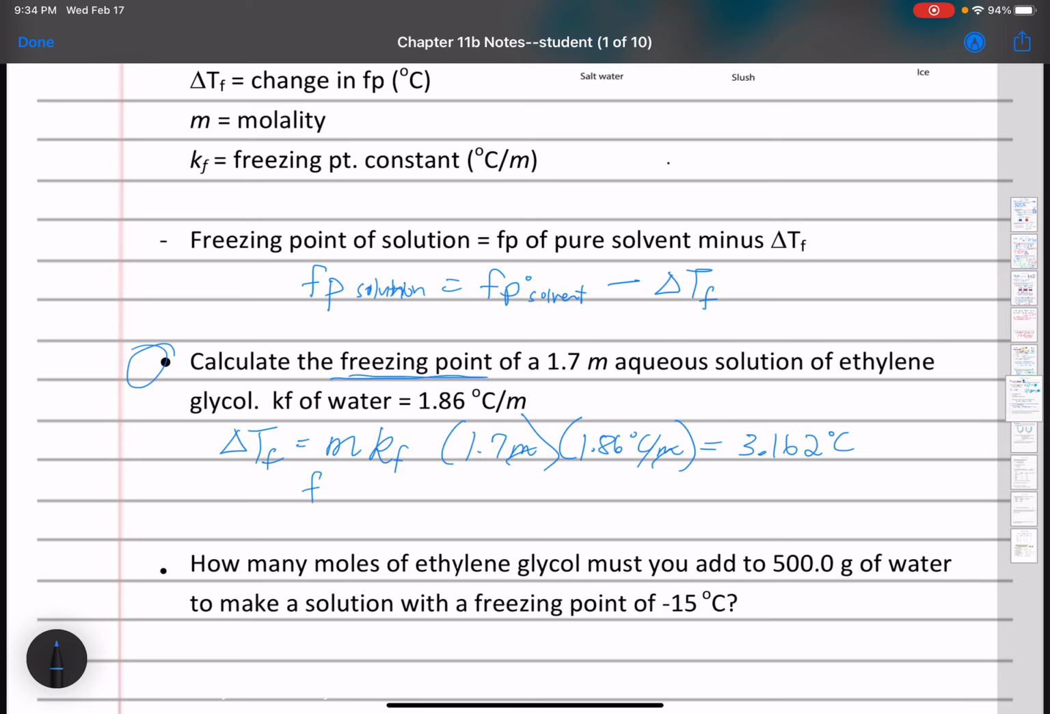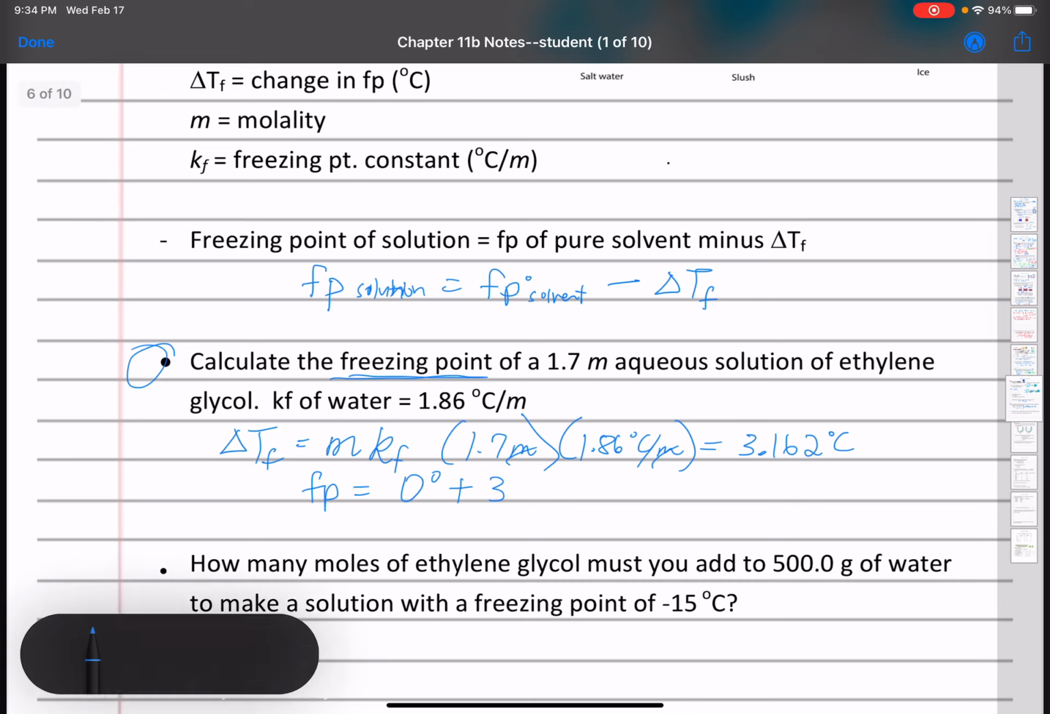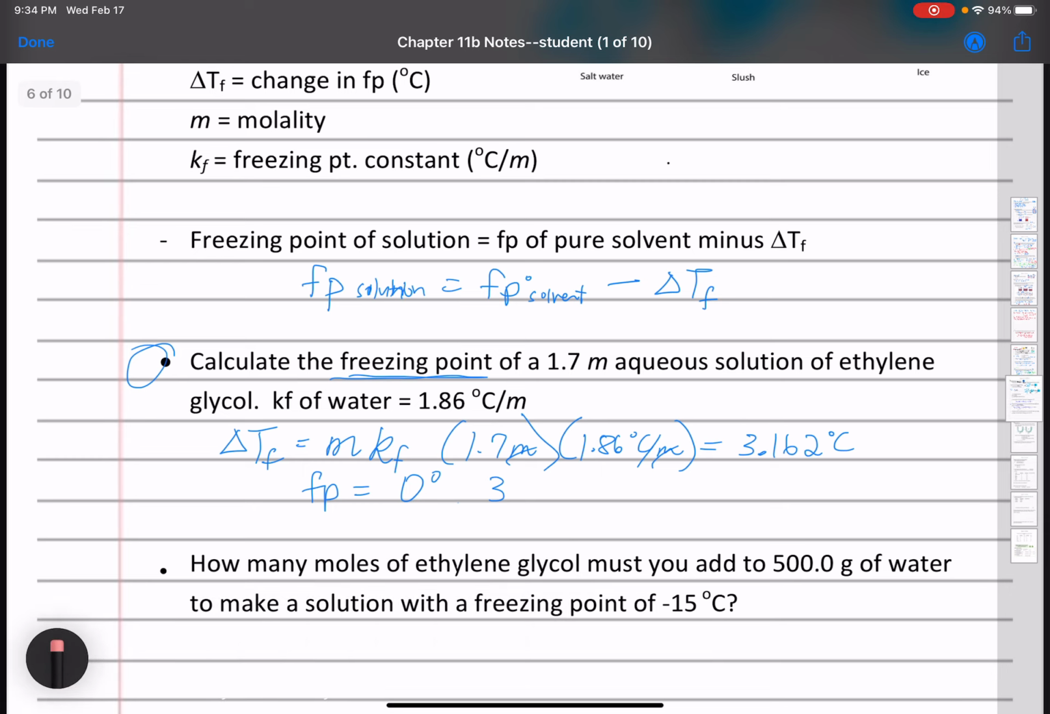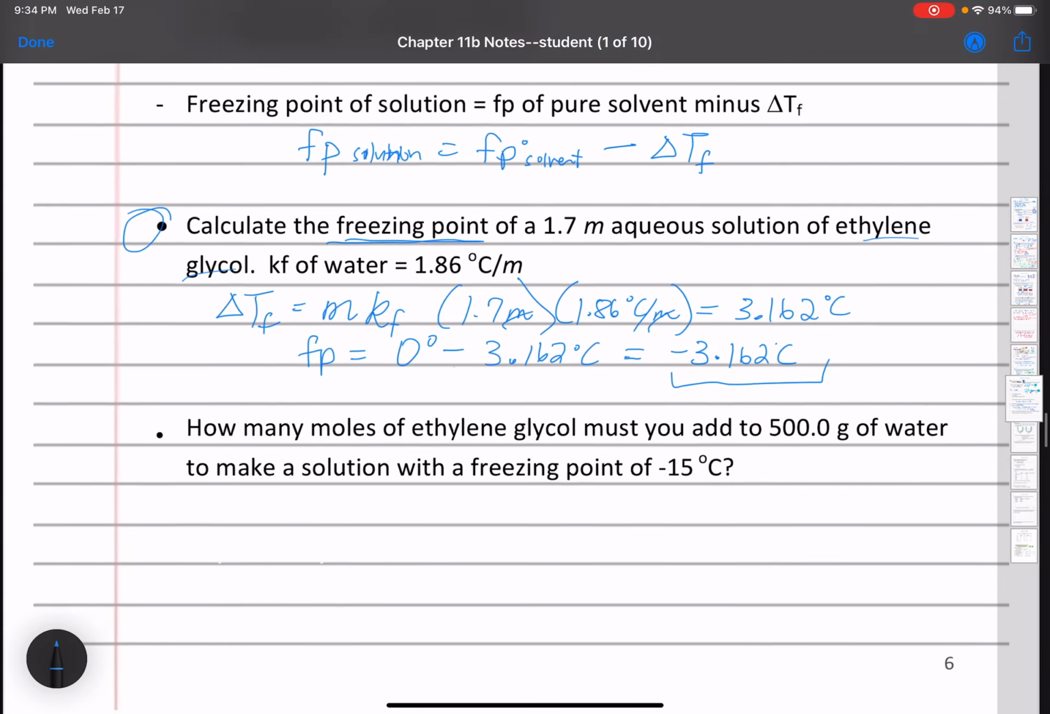So now that's not our new freezing point. Our freezing point is going to be equal to the normal freezing point of water, which is zero, minus 3.162 degrees Celsius, for a new freezing point of negative 3.162 degrees Celsius. And this is why we use ethylene glycol as antifreeze, because when you add it to water, it lowers the freezing point so your car fluids don't freeze up in the winter.